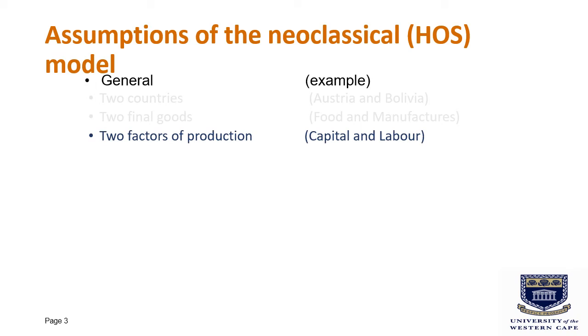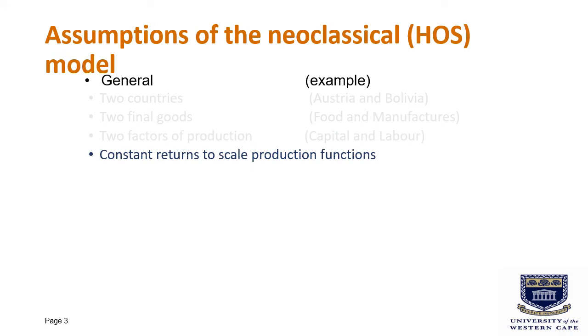We also have the two factors of production, which we just mentioned earlier, which are capital and labor. And we have constant returns to scale production functions. What does that mean? If I double my inputs, I expect my output to also double. So it's a like-for-like relationship in a sense. That's going to help you to determine the optimal solution where we need to land up. It also makes the math a bit easier.